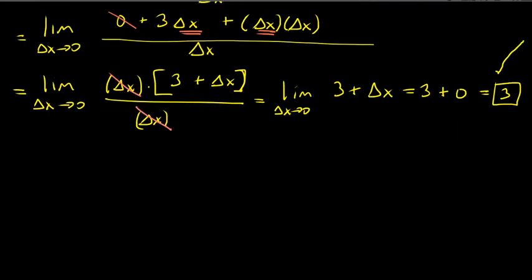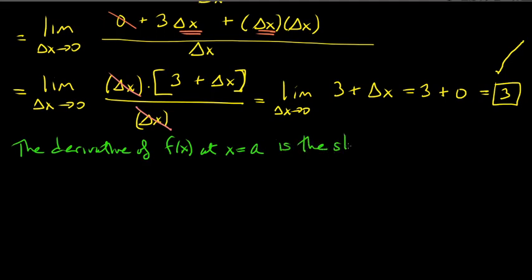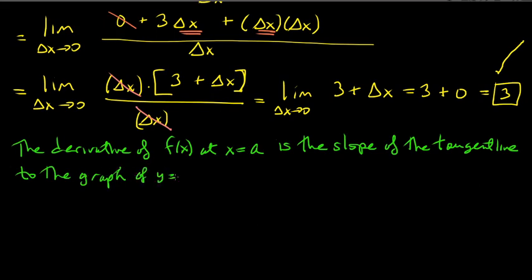But what are we doing when we're finding the derivative? So the derivative of a function, f of x, at a specific point. Again, we've been using x equals 1 here, but it could be at any point. We'll just say x equals a. So this is going to be the slope of the tangent line to the graph of the function, so to the graph of y equals f of x, specifically at x equals a.